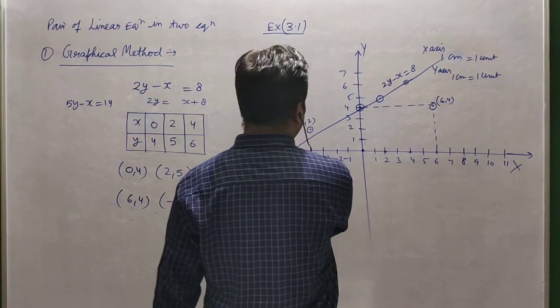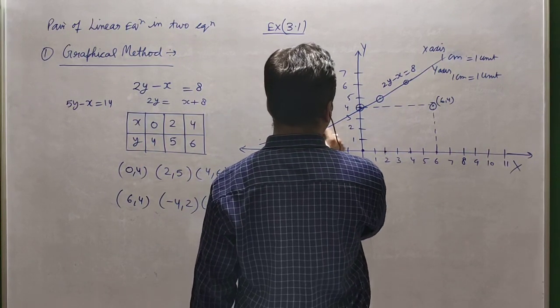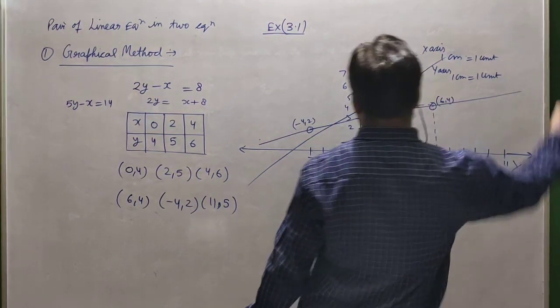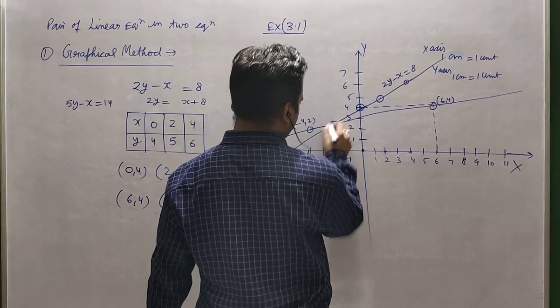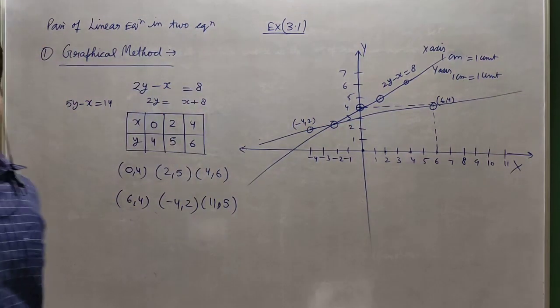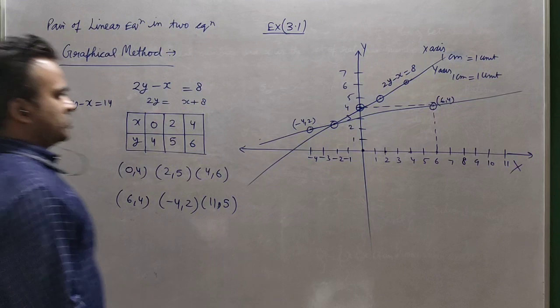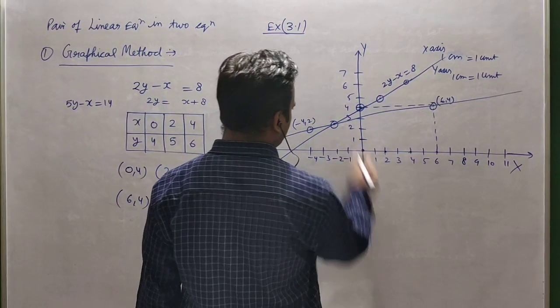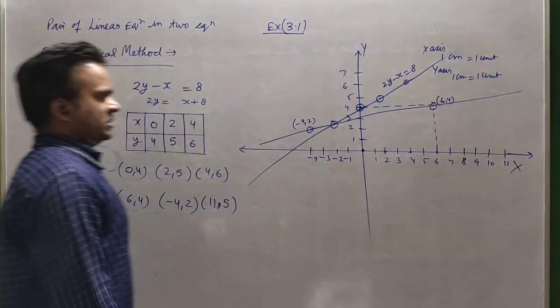And if we join this particular line, the intersection point will be somewhere here. In a graph, you will get the accurate value. So I think it is (minus 2, 3) approximately. It is like this.